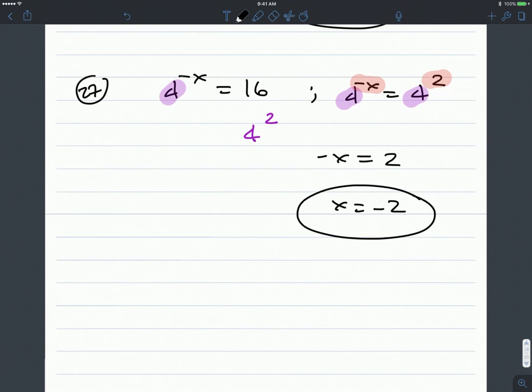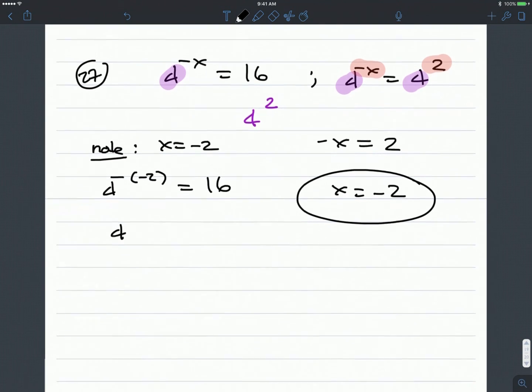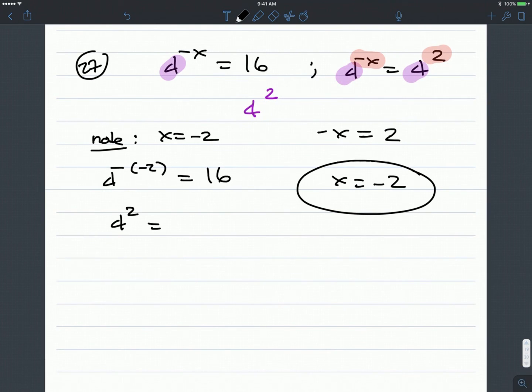Done. You're done. I just want to point out to you, if x is negative 2, 4 to the minus 2, is that equal to 16? Right? Isn't minus minus plus? Is 4 squared equal to 16? Yes, it's a solution. So you solve this exponential equation.